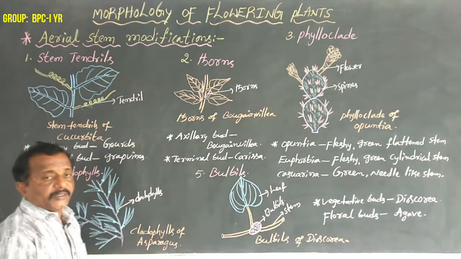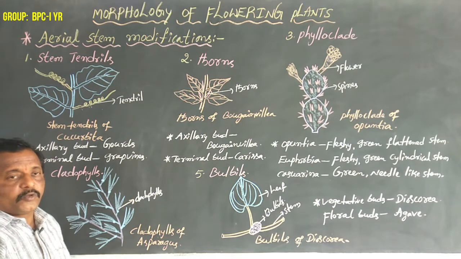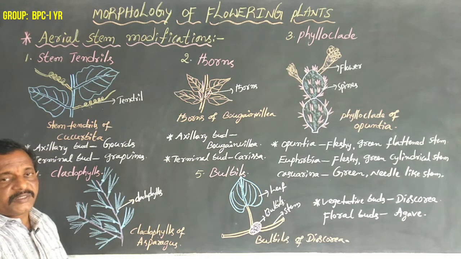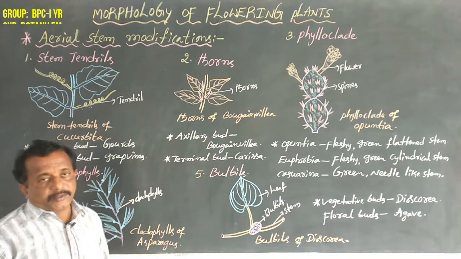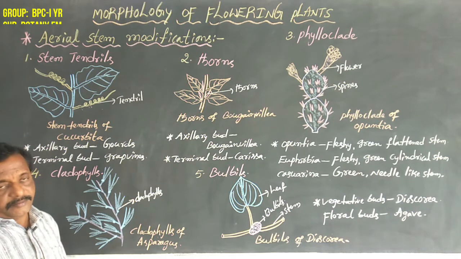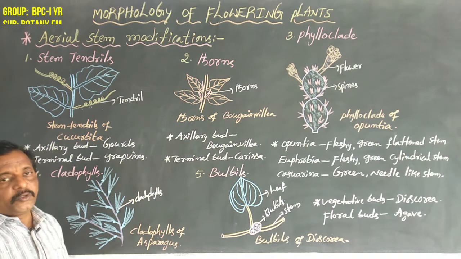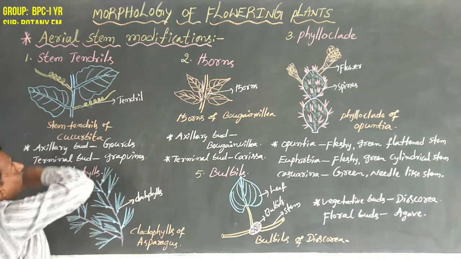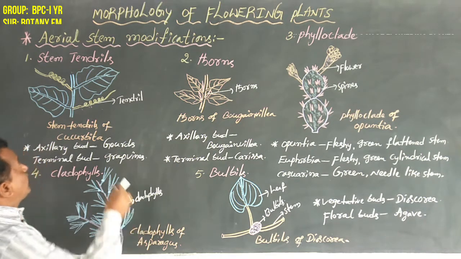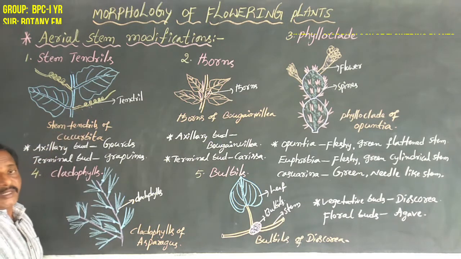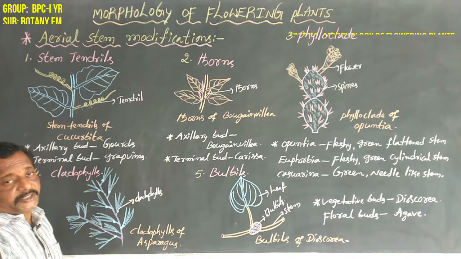So dear students, most of the plants produce two types of buds. One is the axillary bud, second one is the terminal bud or apical bud. The node of the stem develops axillary buds and terminal or apical buds. Axillary buds always appear at the petiole of the leaf. Terminal buds appear at the end of the stem or branch of the stem.